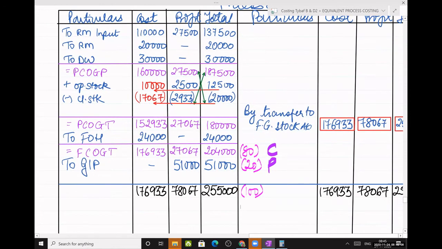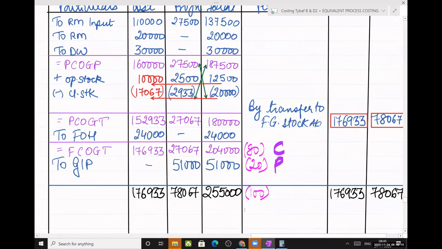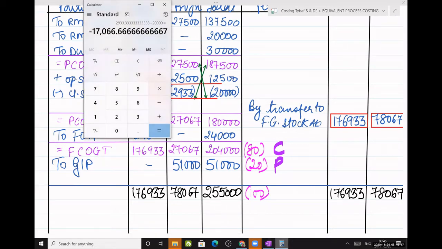So you have to cross multiply. This indicates cross multiplication. Don't forget, cross multiply and you will get the answer. 2,04,000 into 100 divided by 80. Transfer price is 2,55,000. So the difference is my profit element, 51,000.